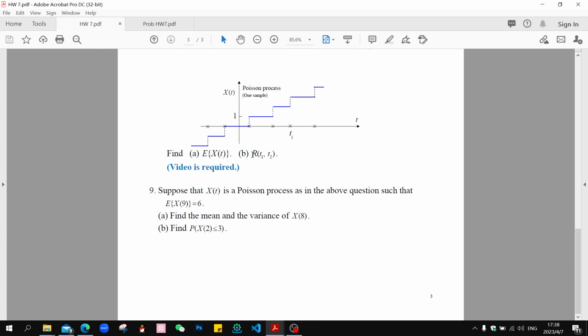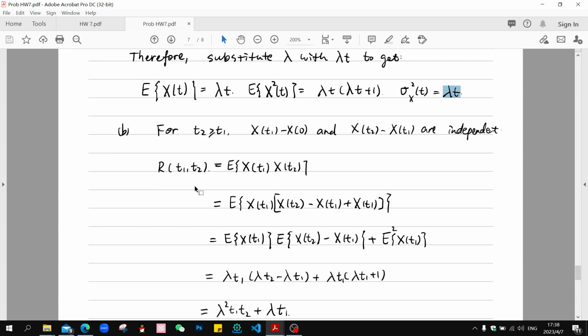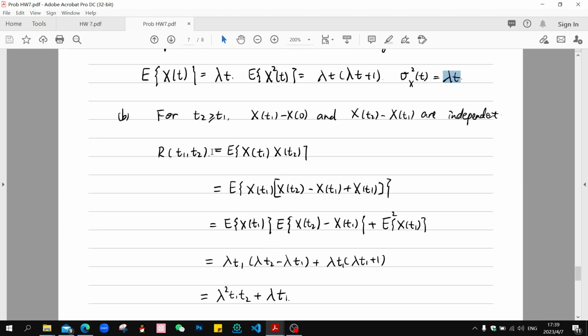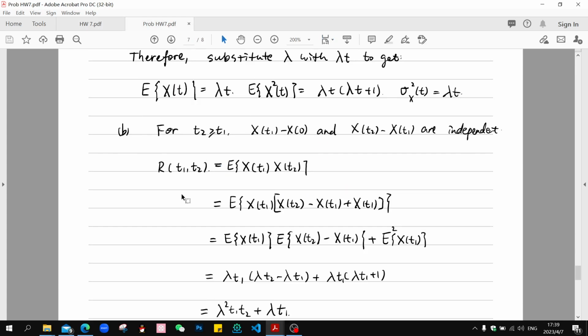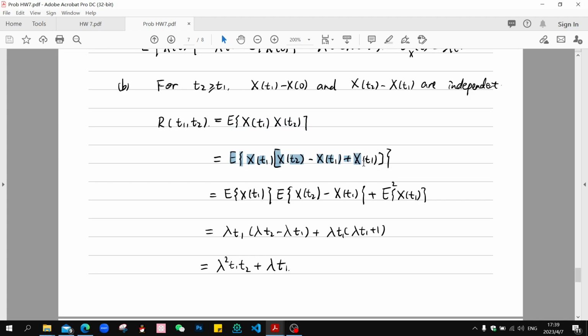And for the B part of the question, we have to find R. And we can divide it into two parts because this involves the relationships between t1 and t2. If t2 is larger than t1, then we know that x(t1) minus x(0) and x(t2) minus x(t1) are independent. That is given in the problem. And R, by definition, is this. And we can break it down. We can break down x(t2) into x(t2) minus x(t1) plus x(t1).